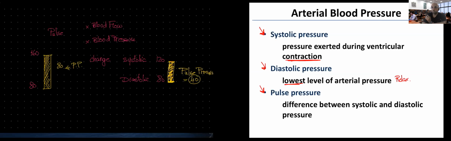40 millimeter mercury. A person with atherosclerosis in his large arteries will have a higher systolic pressure, and as a result, he will have a much greater pulse pressure. And pulse pressure is the difference between systolic and the diastolic pressure.